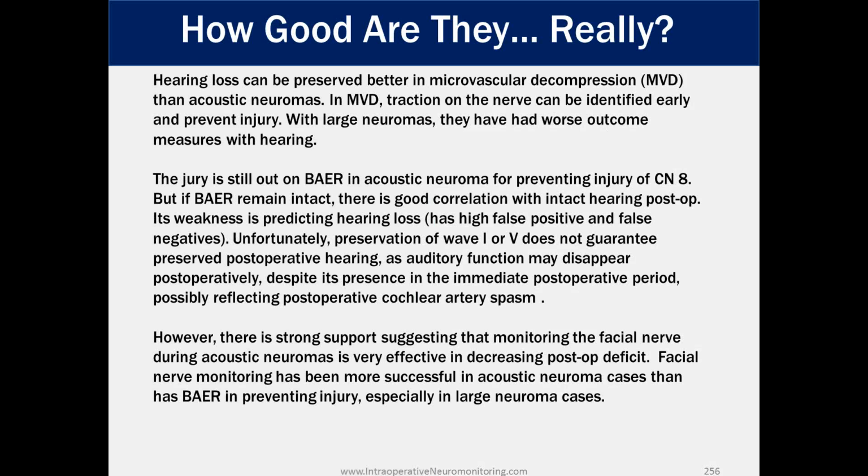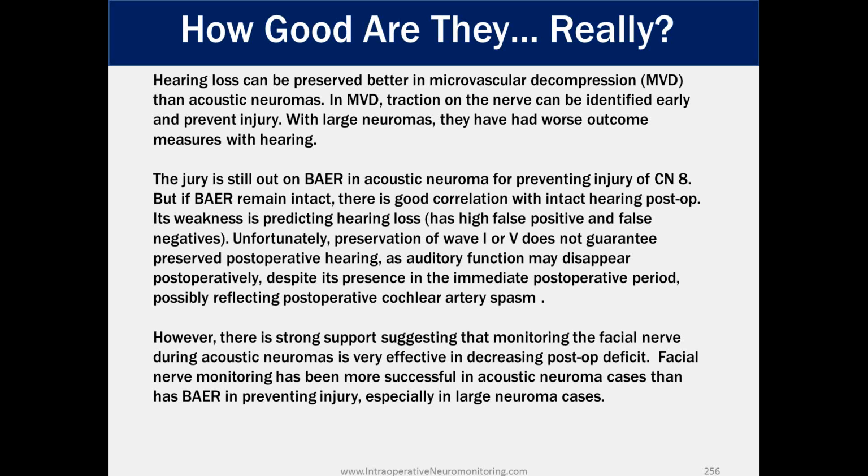So how good are BAERs really? Hearing loss can be preserved better in microvascular decompression than in acoustic neuromas. In microvascular decompression, traction on the nerve can be identified early and prevent injury. With large neuromas, they have had worse outcomes measured with hearing. The jury's still out on BAERs for acoustic neuromas for preventing an injury to cranial nerve 8.